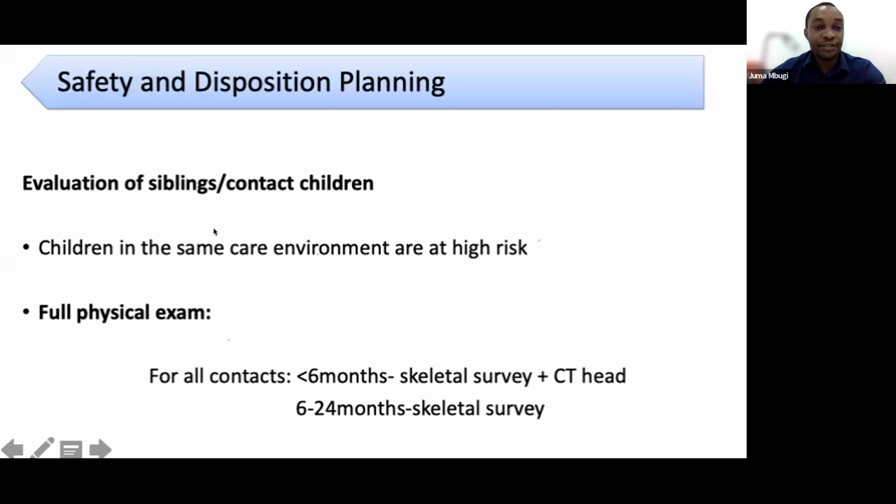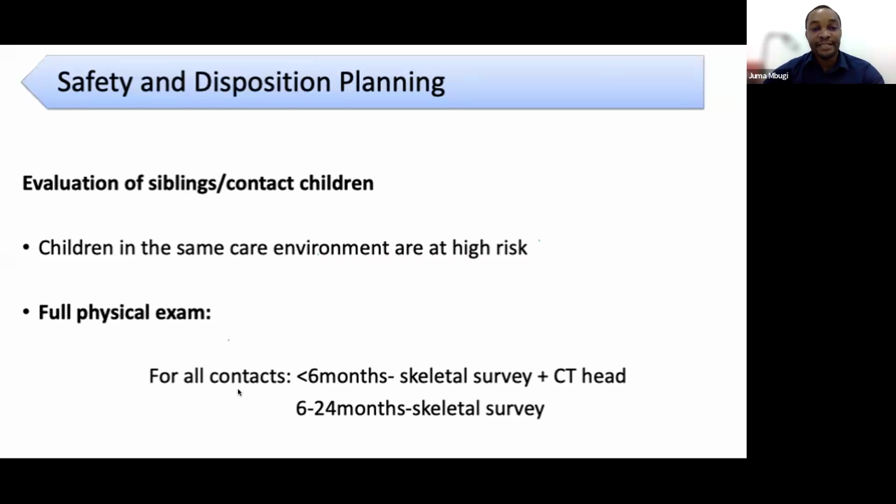So, safety and the disposition plan. Usually evaluation of siblings and contact children should be done. If you get a child right now, you need to at least go further, asking if the household is having another child. So you have to also evaluate the siblings of that victim and their contact children. Children in the same care are usually at high risk as well. If there are 4 children in the house and one is being maltreated with physical abuse, the likelihood of others being treated the same is also high.